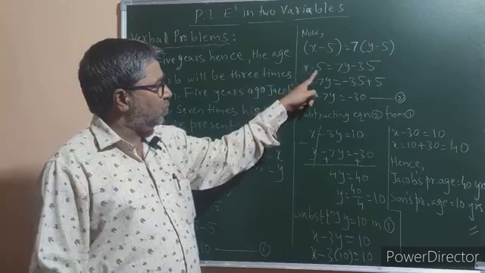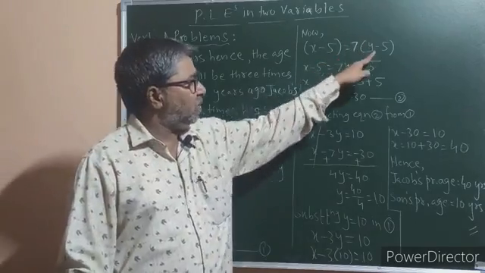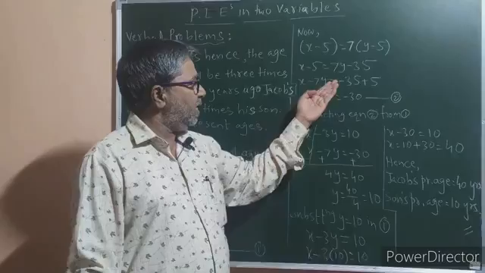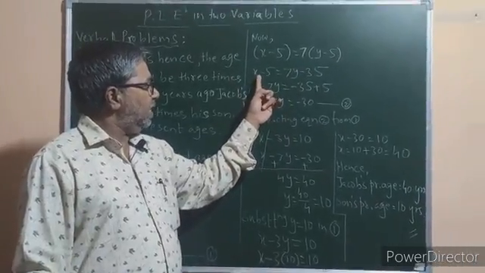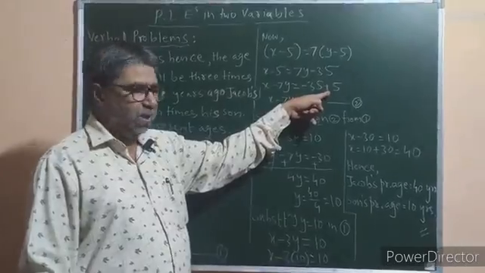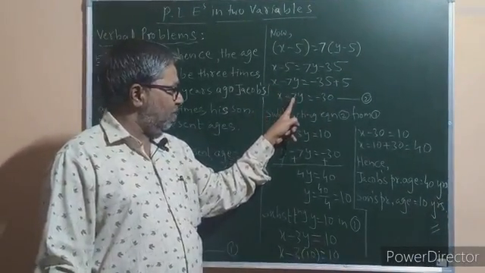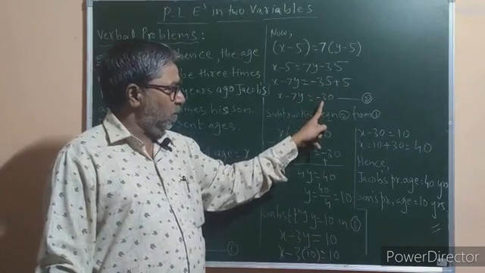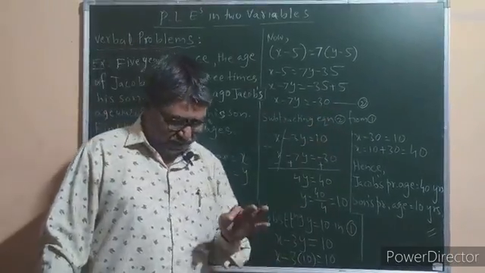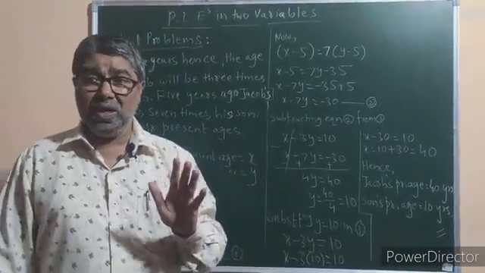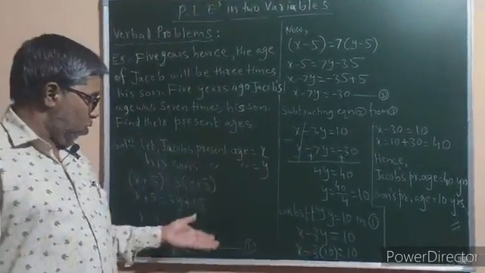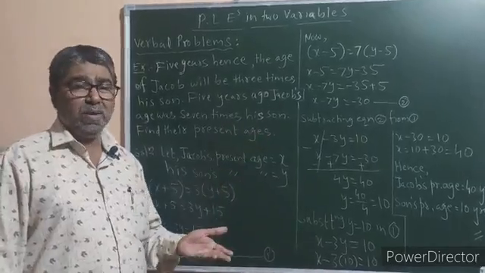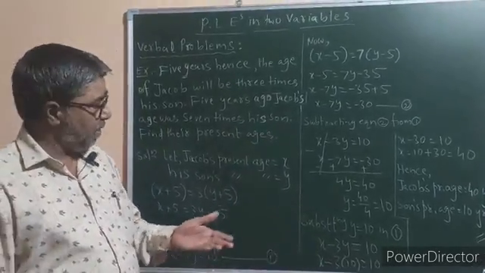Simplify this. x minus 5 is equal to 7y minus 7 fives are 35. Bring 7y to this side, minus 7y is equal to minus 35. Take minus 5 to that side, you will be getting plus 5. So x minus 7y is equal to minus 35 plus 5, which is minus 30. So this is our second linear equation in two variables. So now we have got a pair of linear equations in two variables. Let us solve them by the method of elimination.